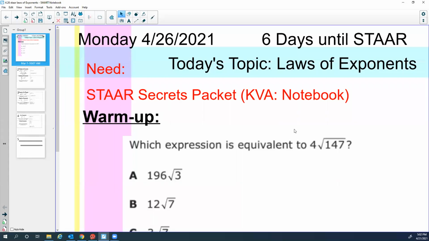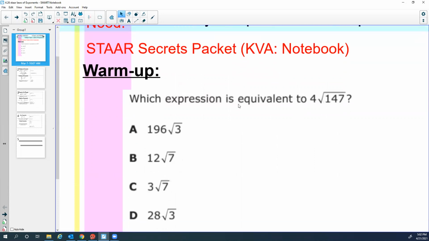All right, everybody, so today we are talking about laws of exponents. Go ahead and work on your warm-up. Which expression is equivalent to 4 square root of 147?